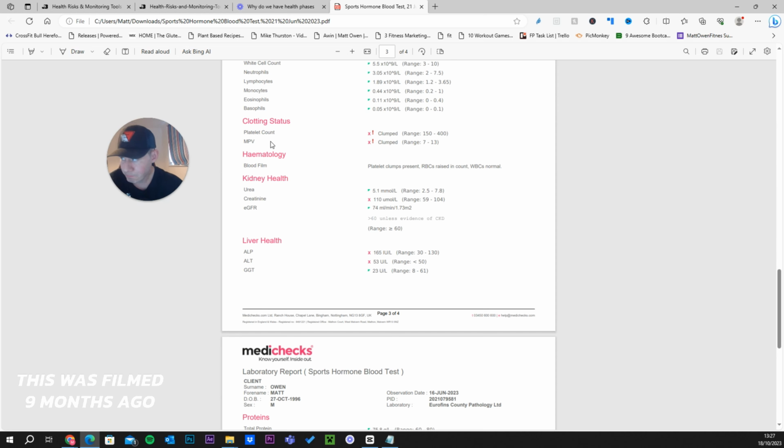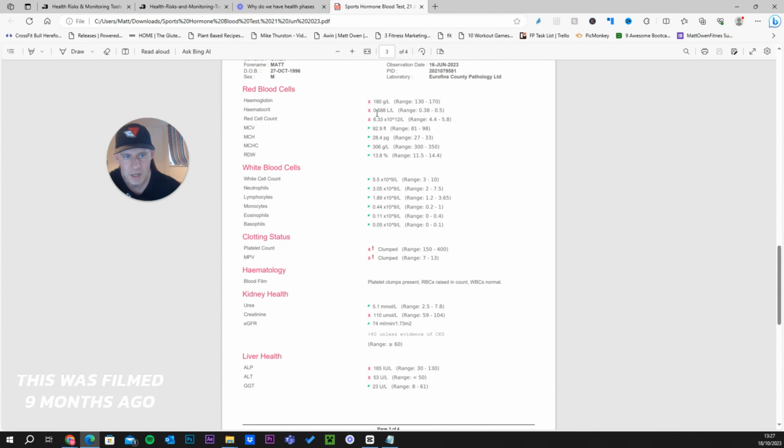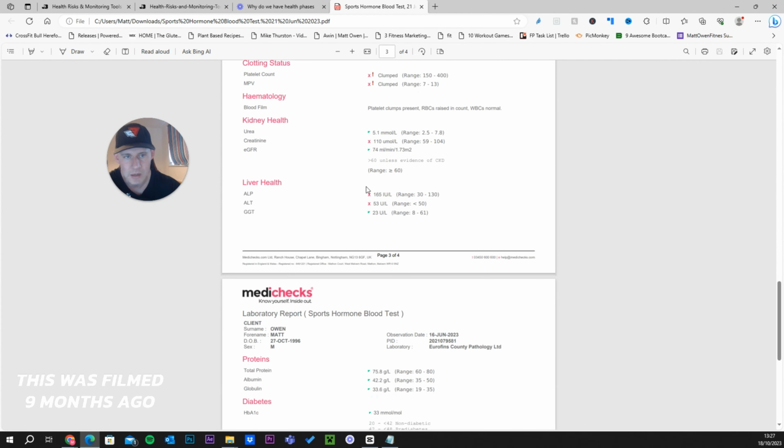Clotting status is just saying how long it's going to take for your blood to clot and its ability to clot. Unfortunately, on mine, the sample was clumped, which means that when they got the blood, it was too clumped to get a result. It's nothing to really worry about because we know these are normally in range. They go side by side in comparison with your red blood cells, in essence.